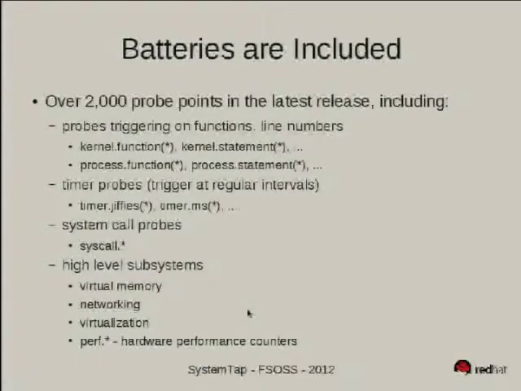So the current SystemTap 2.0 release ships with over 2,000 particular probe points that we can detect. These include probes that trigger on specific functions or line numbers within a program, either inside the actual kernel or inside user space programs. We have timer probes that trigger at regular intervals. We have probes that intercept system calls made to the kernel. We have probes that intercept events in various high-level subsystems, such as sending or receiving data over a network, or virtual memory events, or all kinds of things.